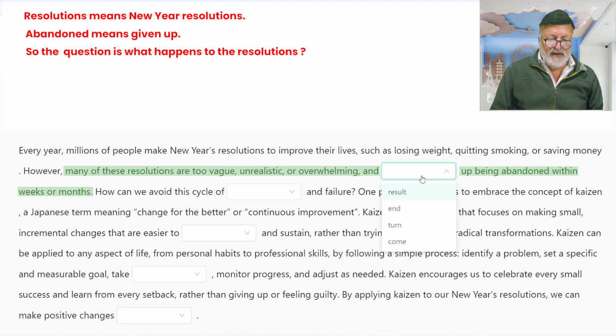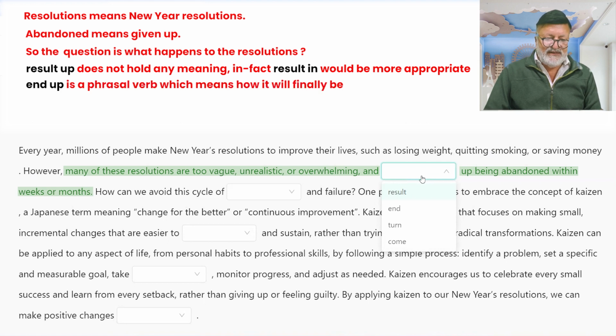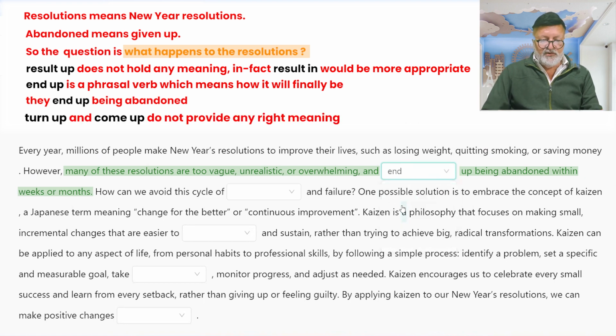In this question, the meaning of the choices is obvious and we will have to see which choice denotes the right phrasal verb. Result up does not hold any meaning. In fact, result in would be more appropriate. End up is a phrasal verb, which means how it will finally be. So going back to the question about what happens to the resolutions, they end up being abandoned and so end is the right choice. Turn up and come up do not provide any right meaning to the question.